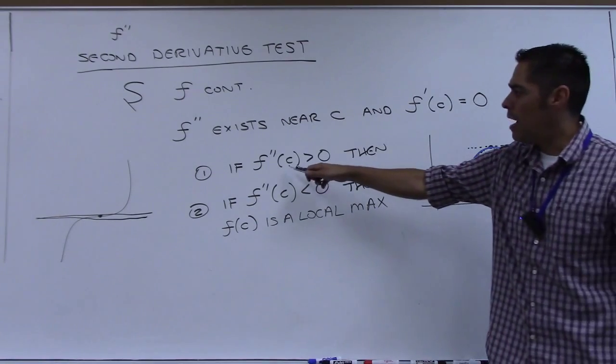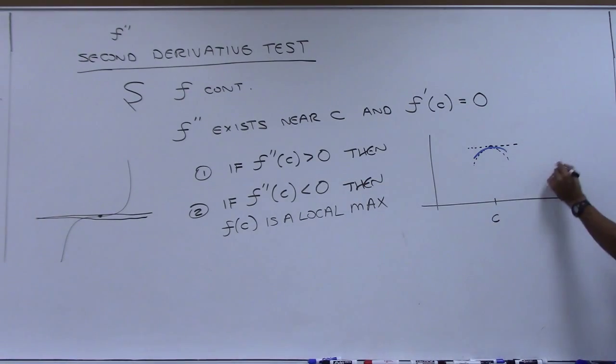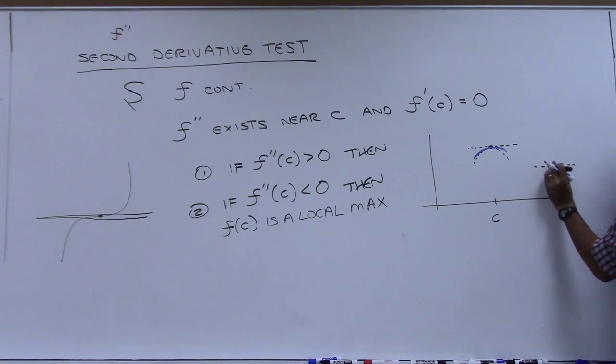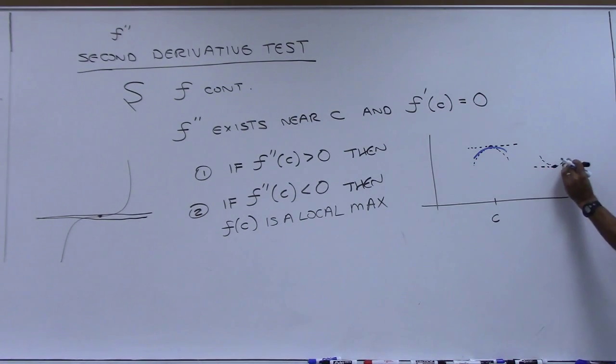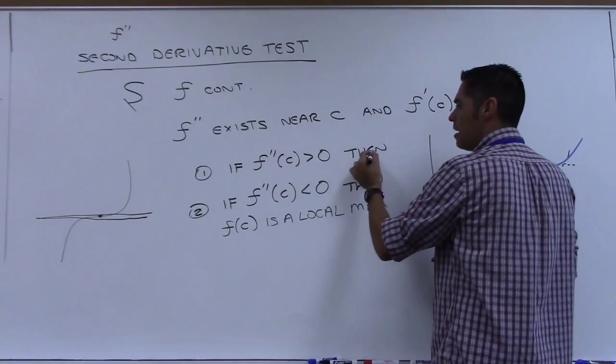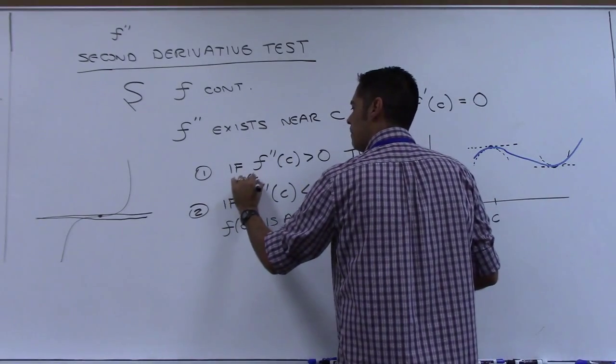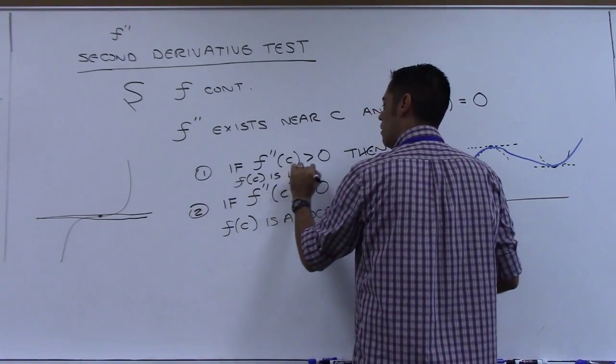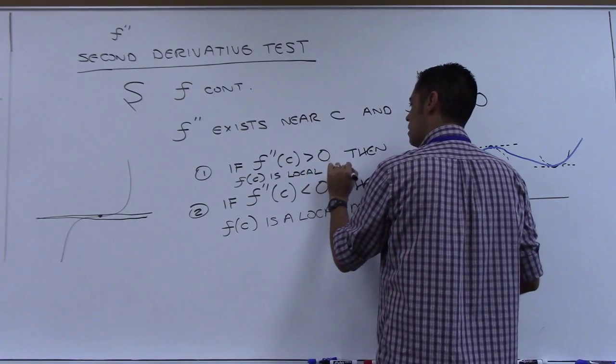Let's say you have a derivative at some point that's 0, but this time, when you take the second derivative, you get a positive number. That means that it must be concave up, right? Which means that that point must represent a local minimum, right? So it would be something like this. So if the second derivative is positive, then f of C is a local min.